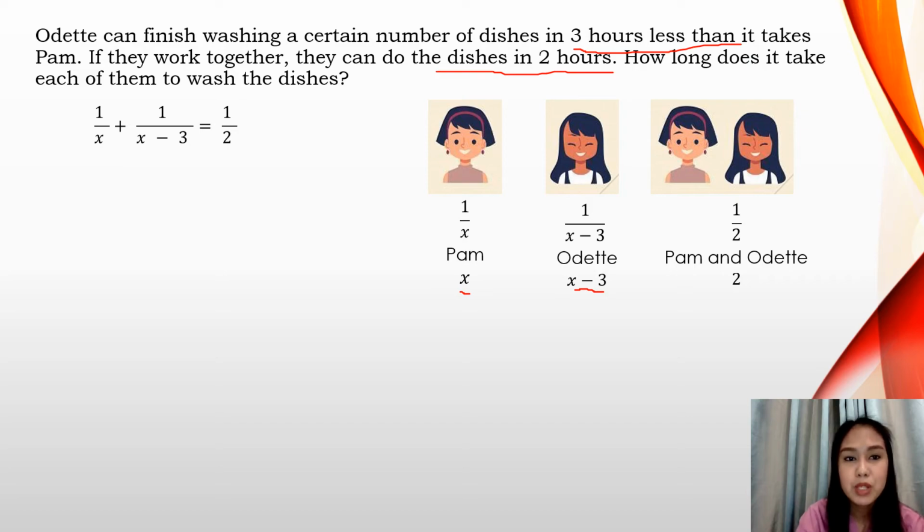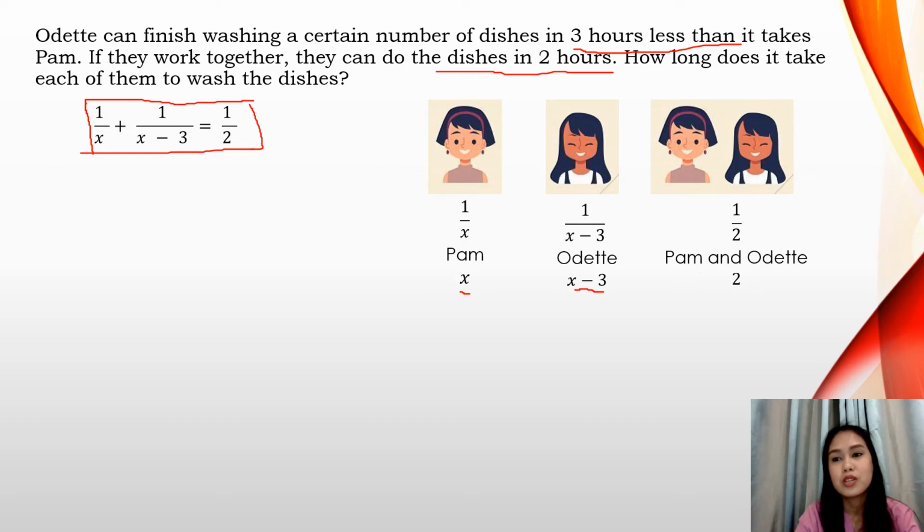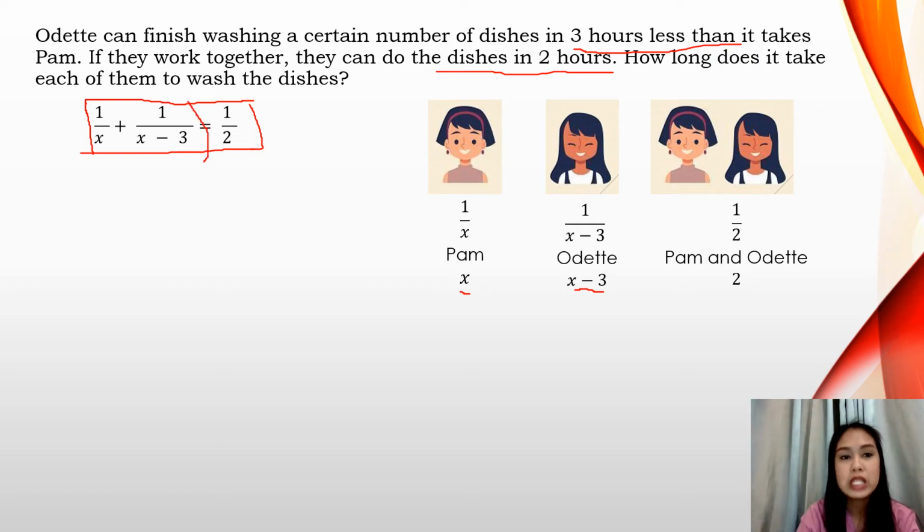Now, this is a little bit familiar to us because this is what we have discussed last week, transforming rational equation to quadratic equation. So again, just like last week, we are going to work first on the left side of the equation. So this 1 over x plus 1 over x minus 3.